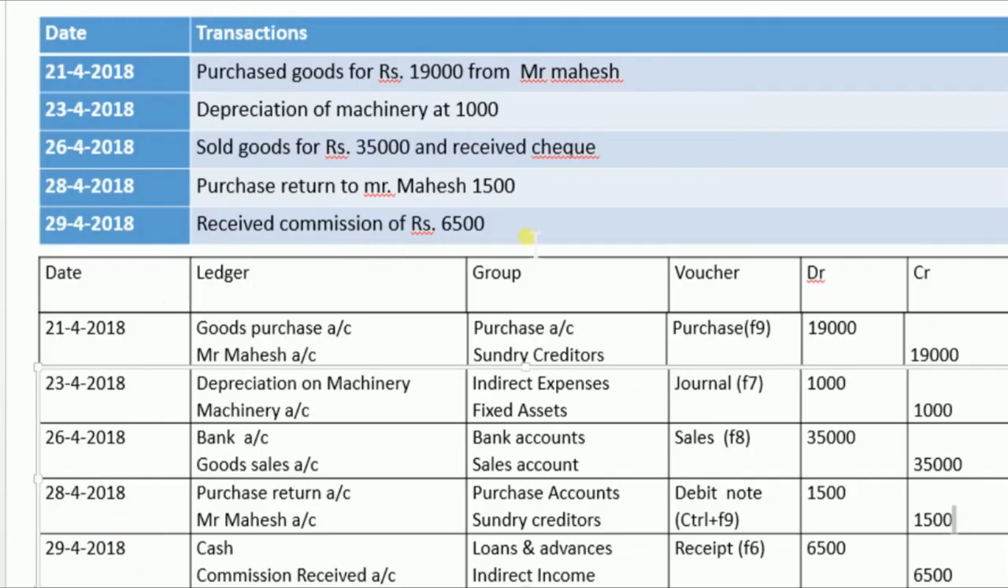29/4. Received commission of rupees 6,500. So cash account, commission received account. Cash under cash in hand, and commission received, indirect income. So voucher is receipt. 6,500 debit, 6,500 credit. So in this way you have to solve the case study problem. It is of 15 marks.